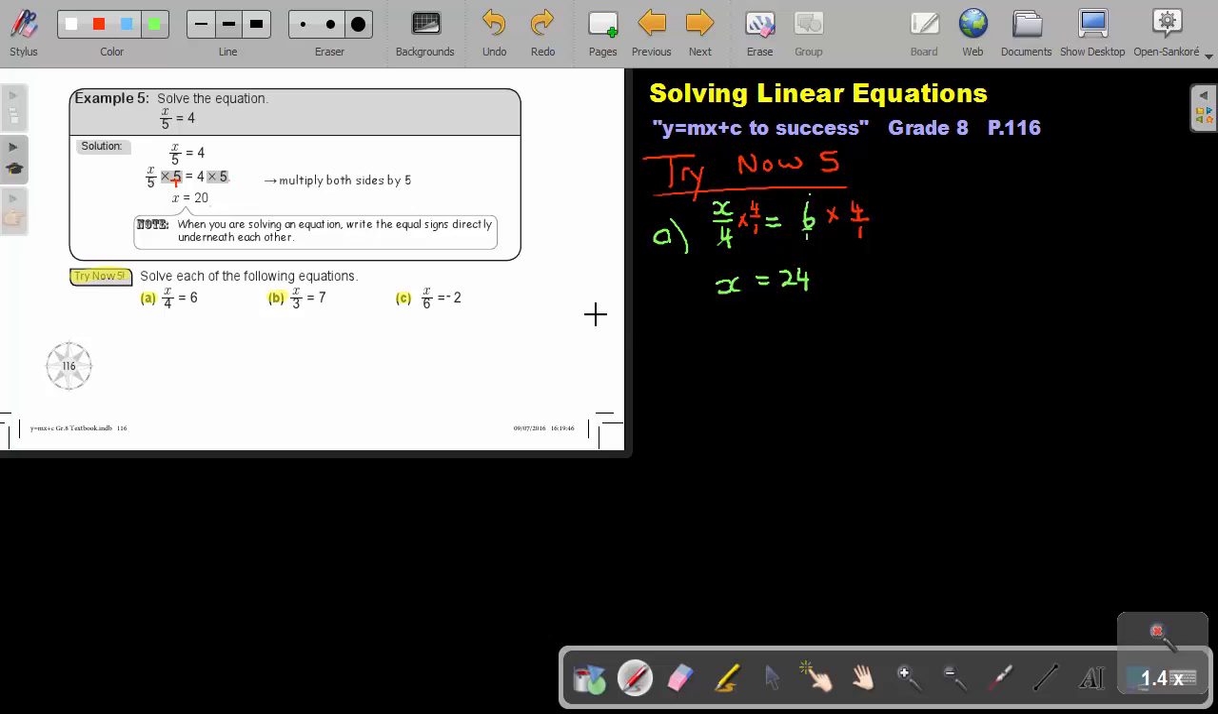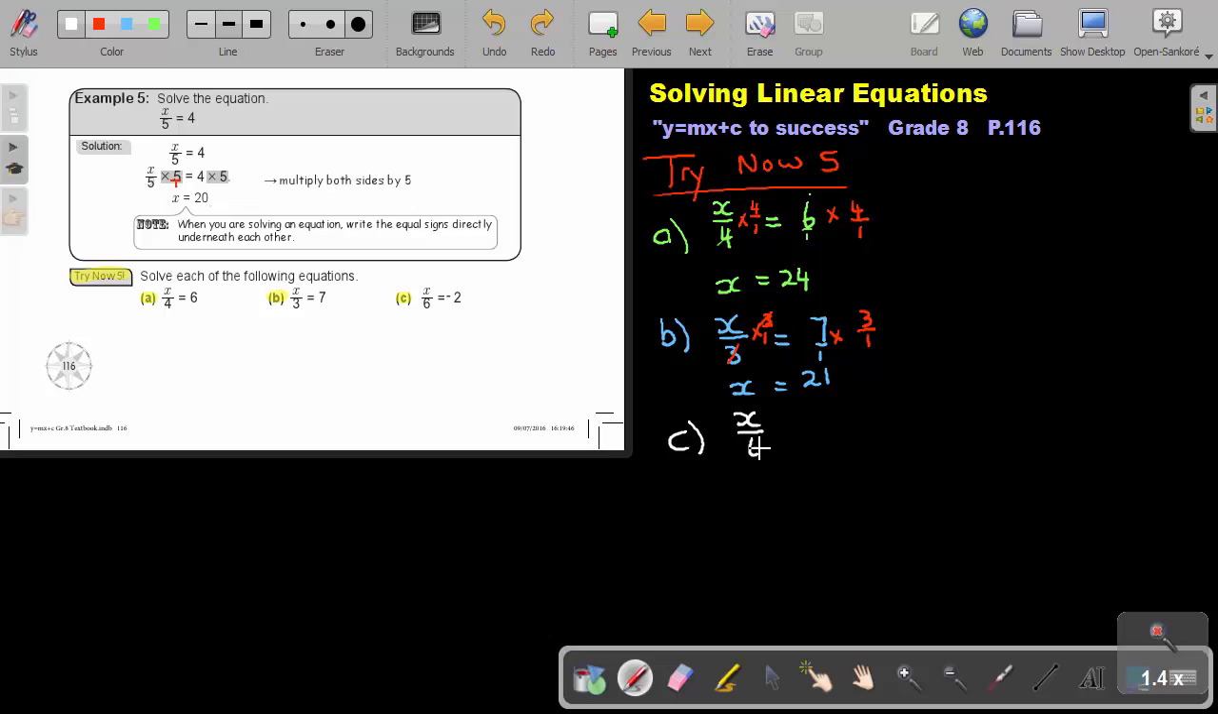Let's look at number B. So this will be x over 3 is equal to 7. Now remember again, I want to get rid of this 3. So what will I do? I multiply 3 over 1. Multiply 3 over 1. Don't forget this 7 is also over 1. So what will happen? The 3s will cancel, and I will end up with x. And 7 multiplied by 3, that will be 21.